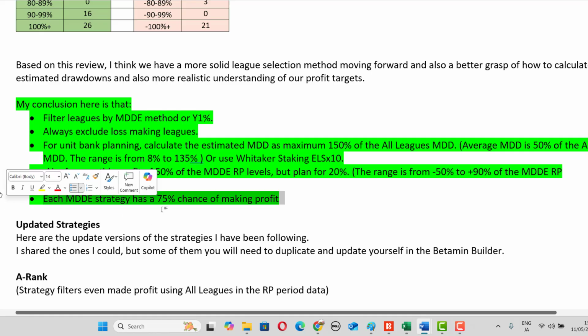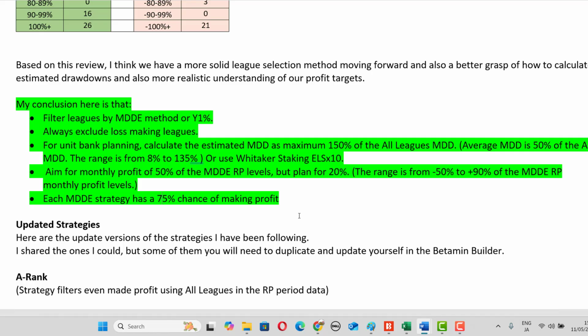And each strategy has a 75% chance of making profit out of these 29 strategies I looked at. So that means following more strategies can smooth things out, because if you have more strategies, then it's more likely that most of them will make profit.